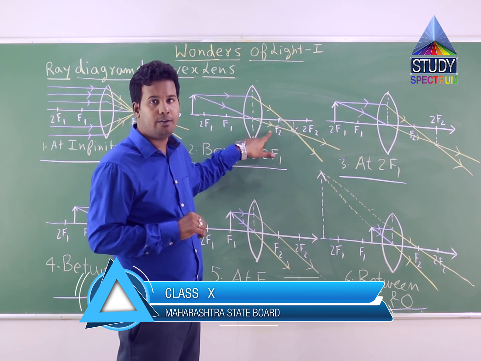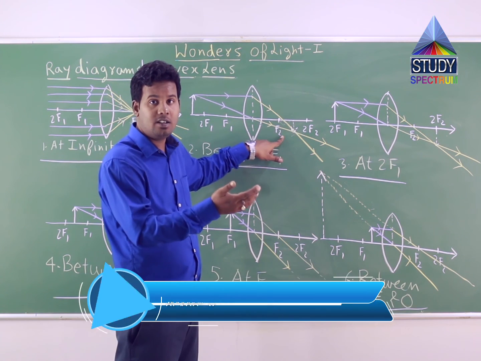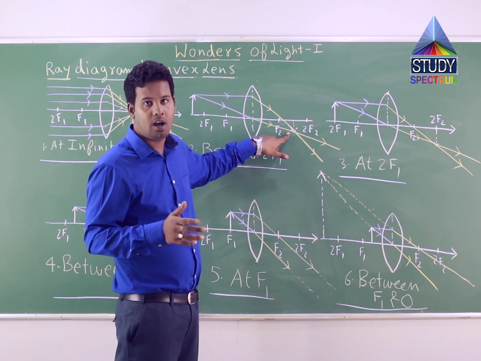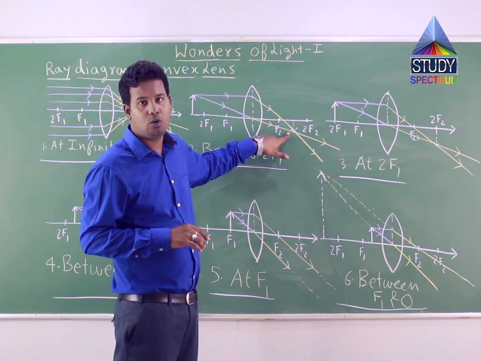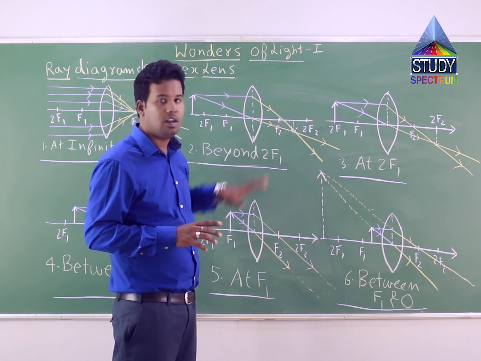Image formed between F2 and 2F2. Image is real because image is being formed behind the lens. Image is diminished because by calculation of magnification formula, value of H2 was coming out to be less than H1. And since its value was coming out to be negative, this image is inverted.